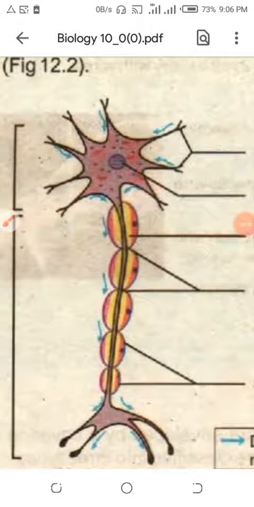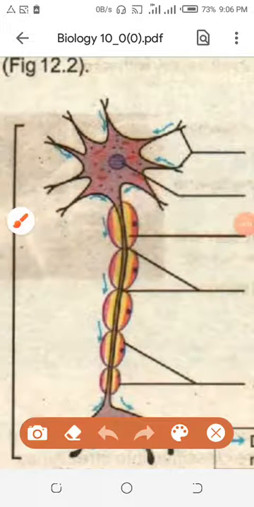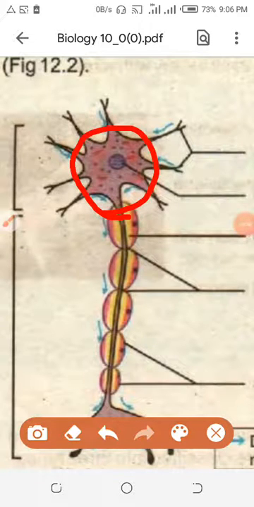So I will explain once again. Okay, look here, the structure of the neuron. This part is called cell body. Why is it called cell body? Because it is an integral part. It is an important part. Why is it important? Because it consists of the nucleus. When the nucleus is present, the structure becomes important.